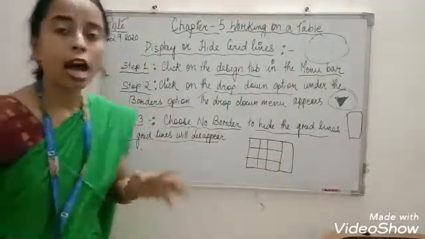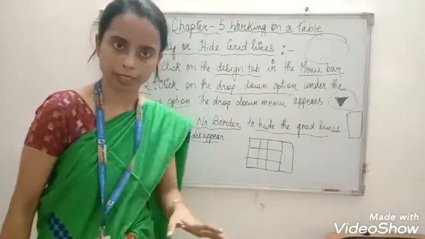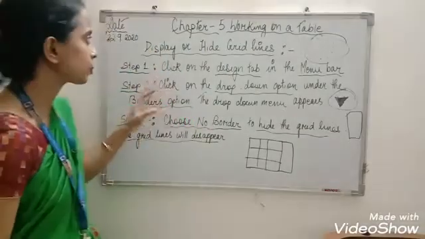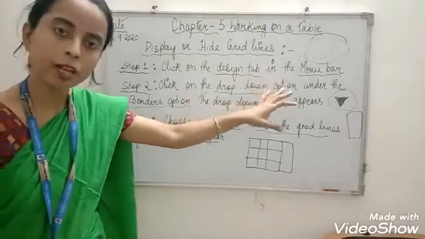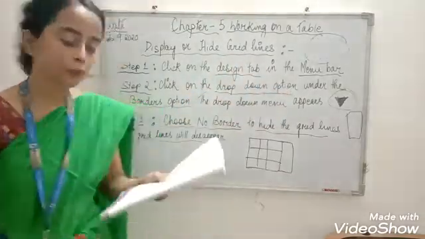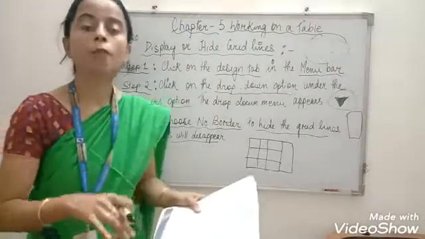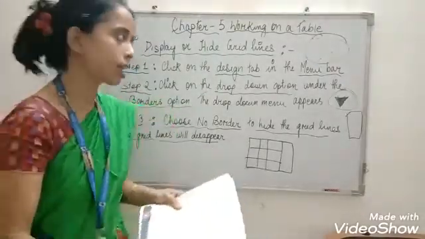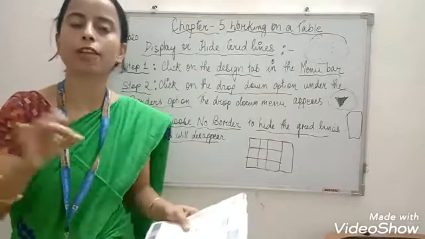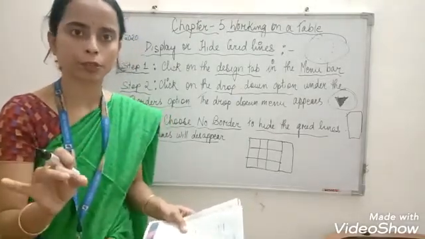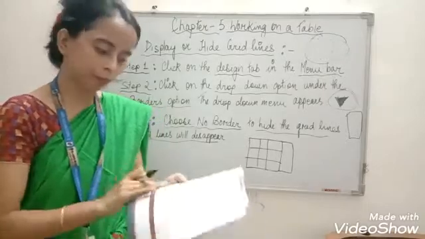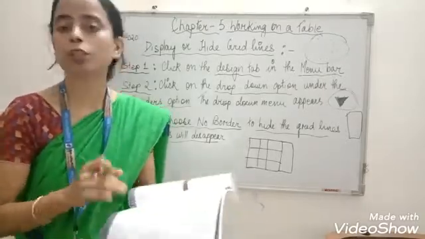Then we have learned how to delete the table and its content. And in the last part we have learned how to display or hide grid lines. So we have completed our chapter. So children, today your task is to go through the things which I have discussed in today's class. Kindly go through the chapter. Then I'll be giving you the actual question answers.